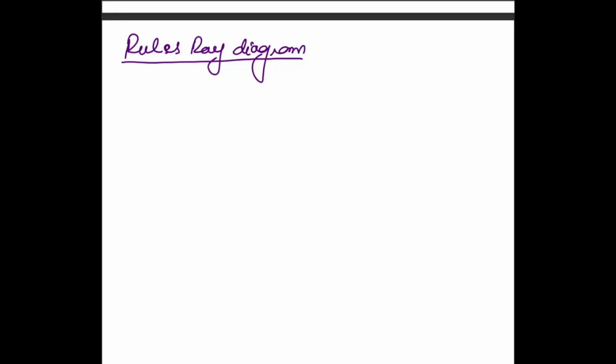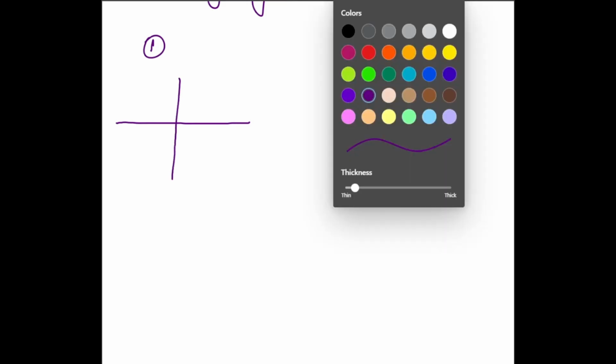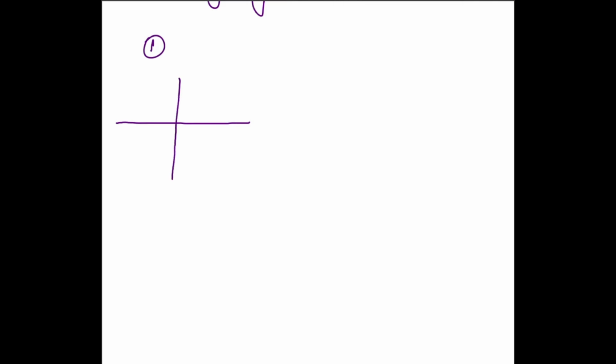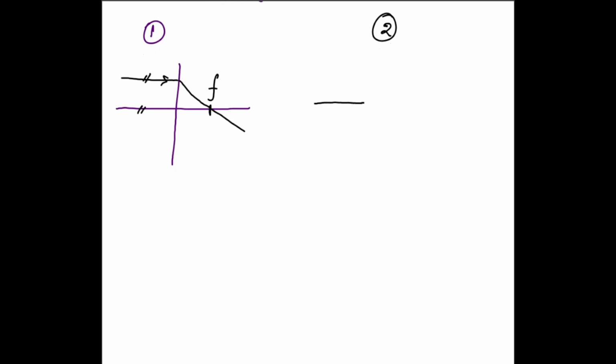Okay, so the rules for ray diagrams. The first rule says that if this is the principal axis and this is the lens, any light ray that is parallel to the principal axis, meaning that it's coming straight towards the lens, after crossing the lens, will always pass through the focal point, no matter what happens.